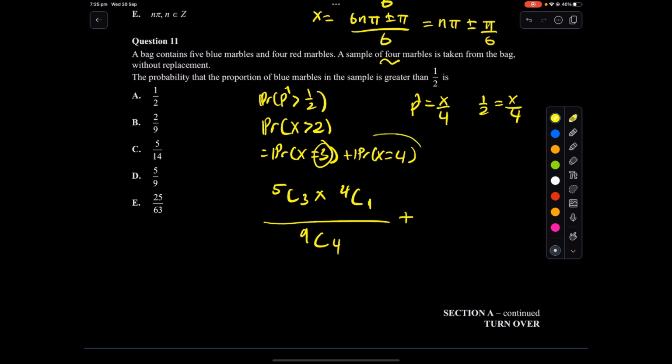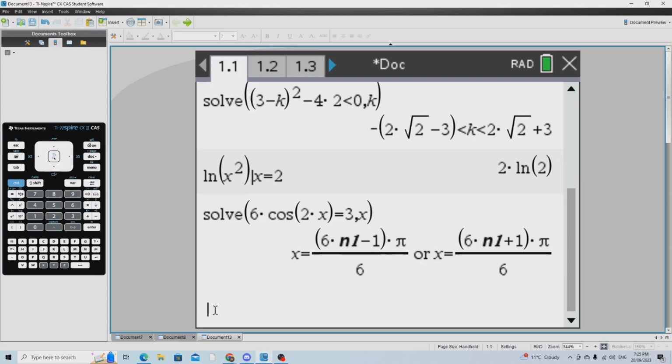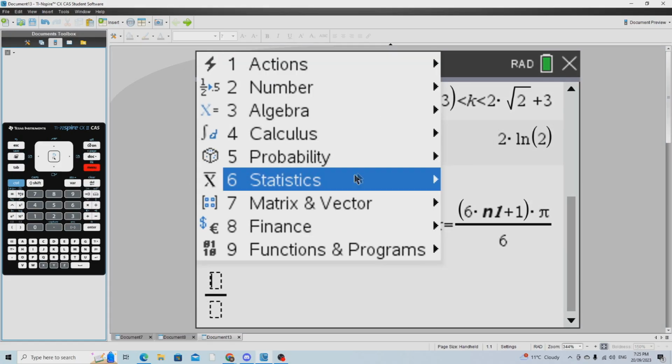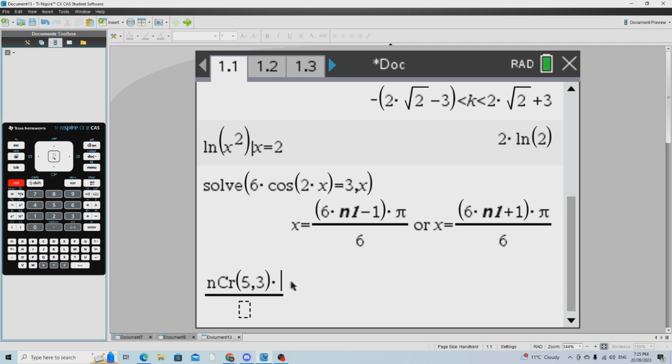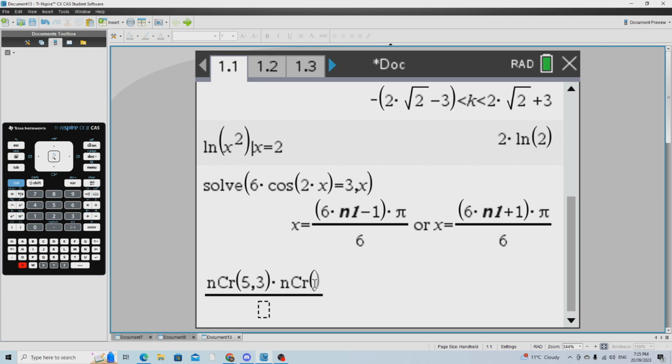Now, plus, we need to find the probability of 4. Same thing. So 5 choose, but now 4 times 4 choose, now there will be 0 over n choose 4. So doing this in our calculator. So let's write that. We can say menu, probability, combinations. I'm just going to copy this combinations thing over here and say, okay, 5, 3 times, so 4, 1. Copy it here, so 9, 4.